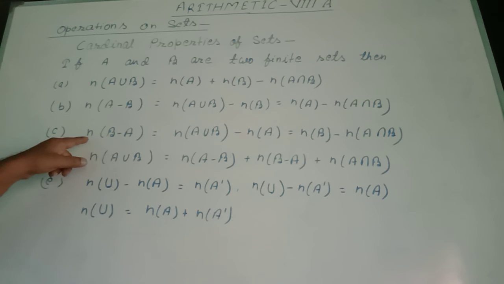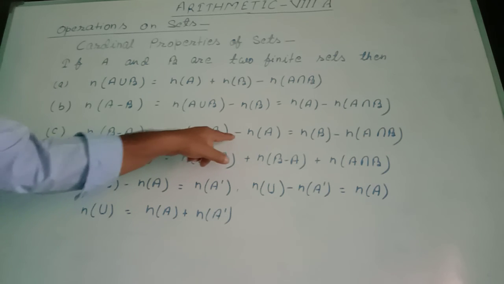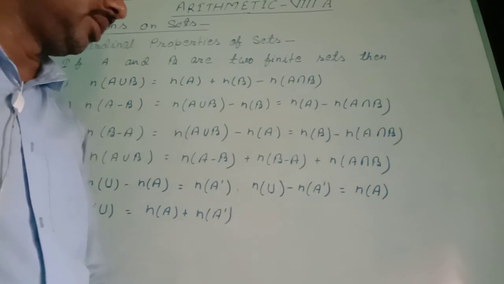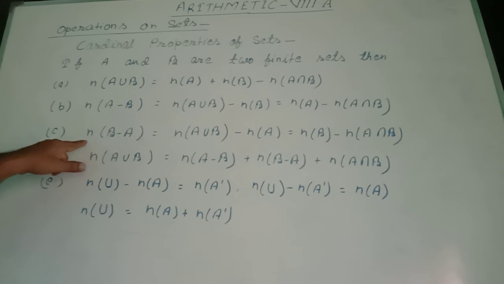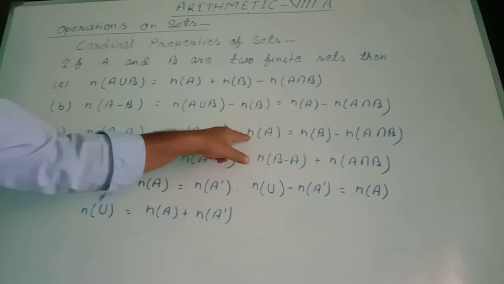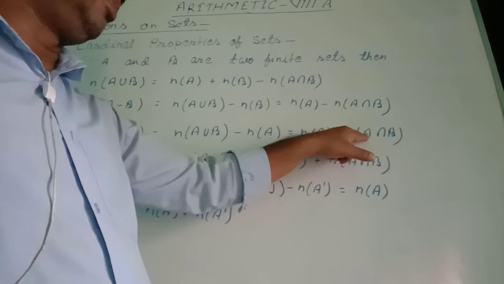Third, n(B minus A) equal to n(A union B) minus n(A) equal to n(B) minus n(A intersection B). It means number of elements B minus A equal to number of elements A union B minus number of elements A, equal to number of elements B minus number of elements A intersection B.